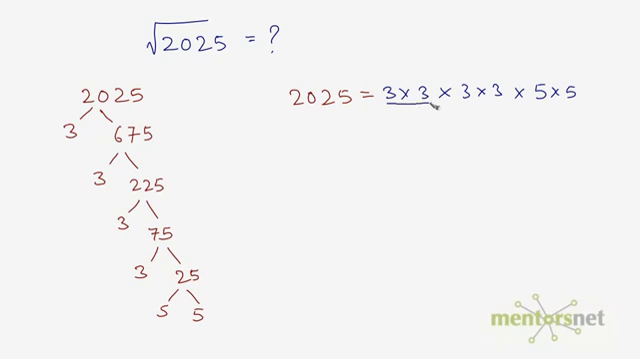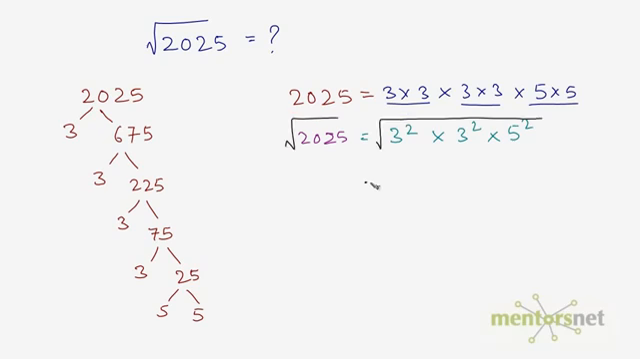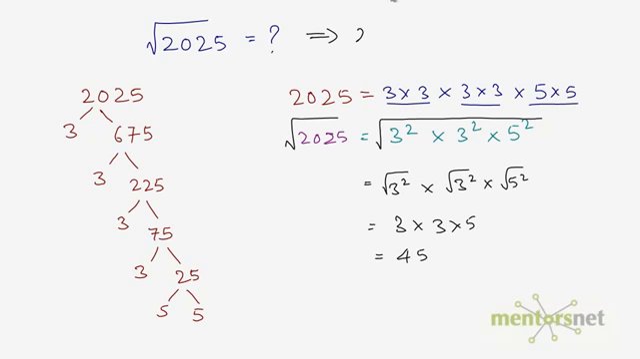And this is equal to, we can group these numbers in squares. So this is equal to 3 square times 3 square times 5 square. Now we can take the under root of both the sides of equal to. Now on the right hand side, it is equal to under root of 3 square times under root of 3 square times under root of 5 square. So the under root and the square get cancelled out. So what remains is 3 times 3 times 5. So 3 times 3 is 9. 9 times 5 is 45. And under root of 2025 is 45.